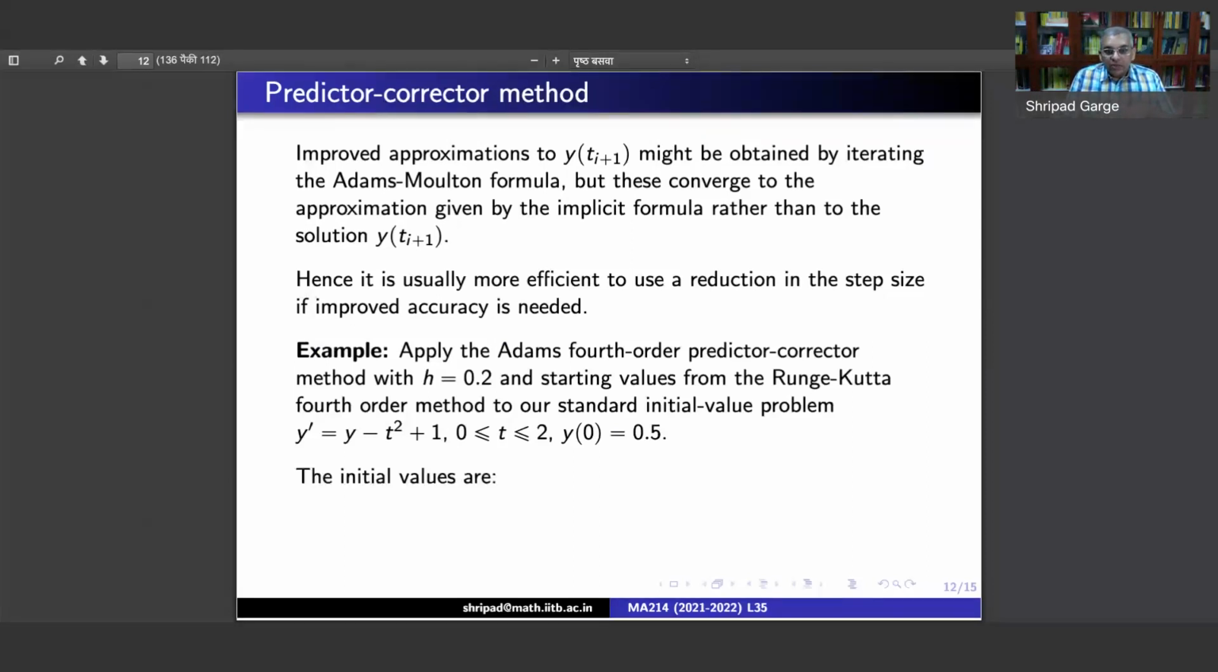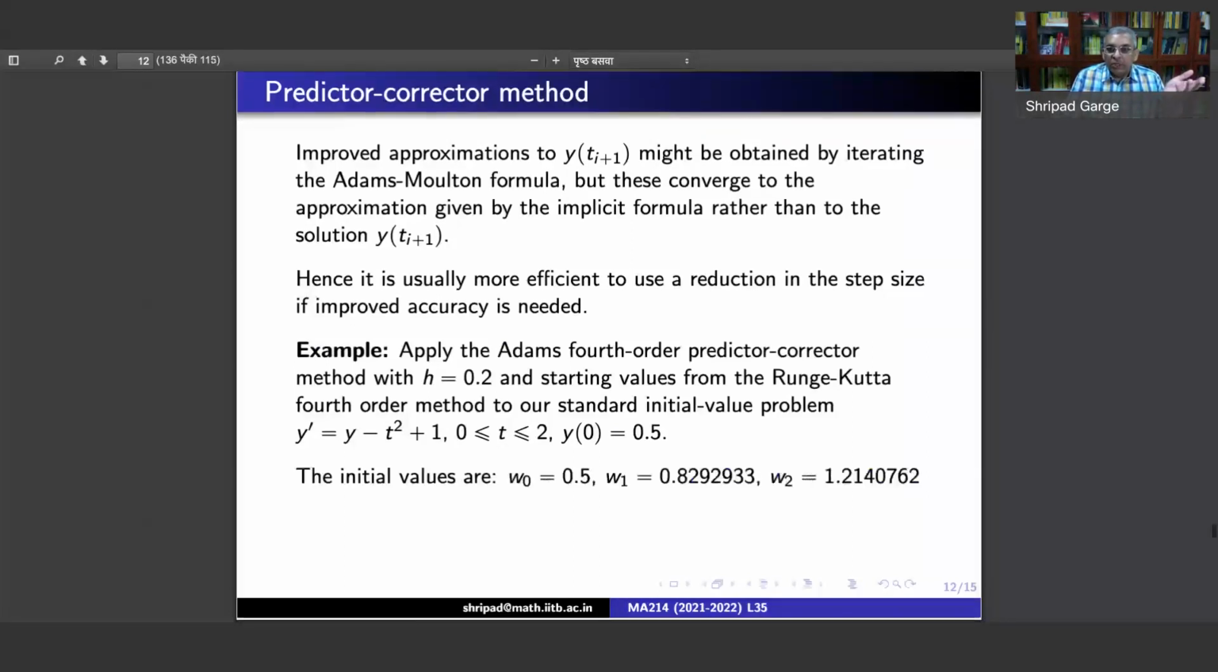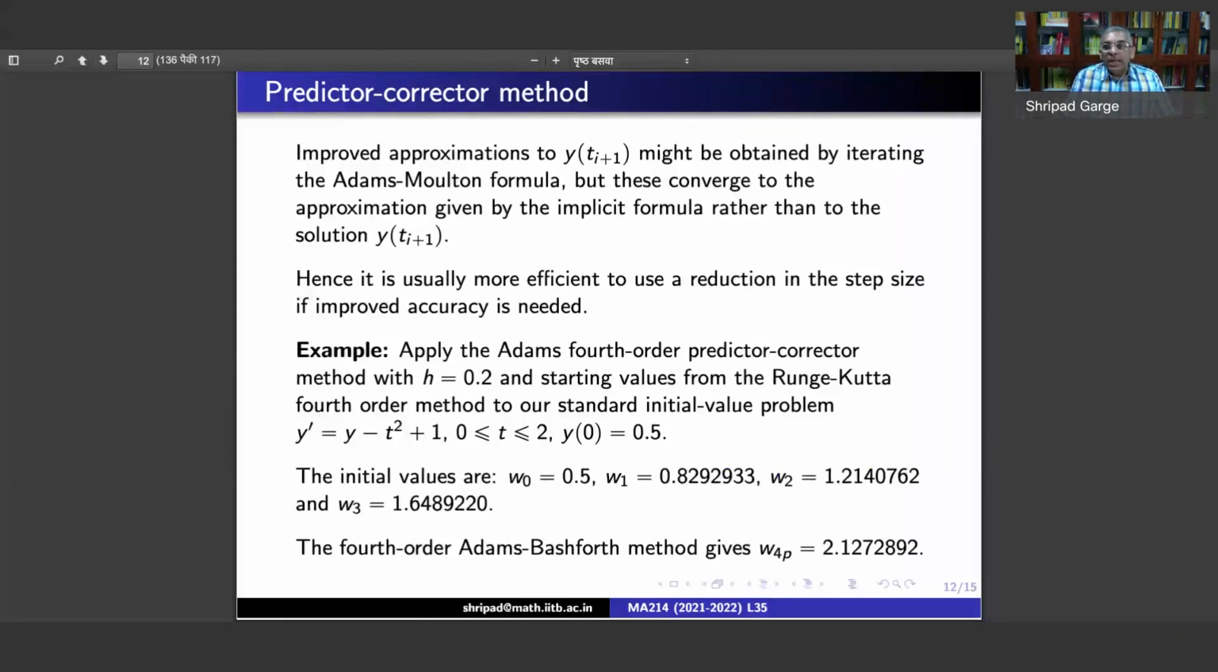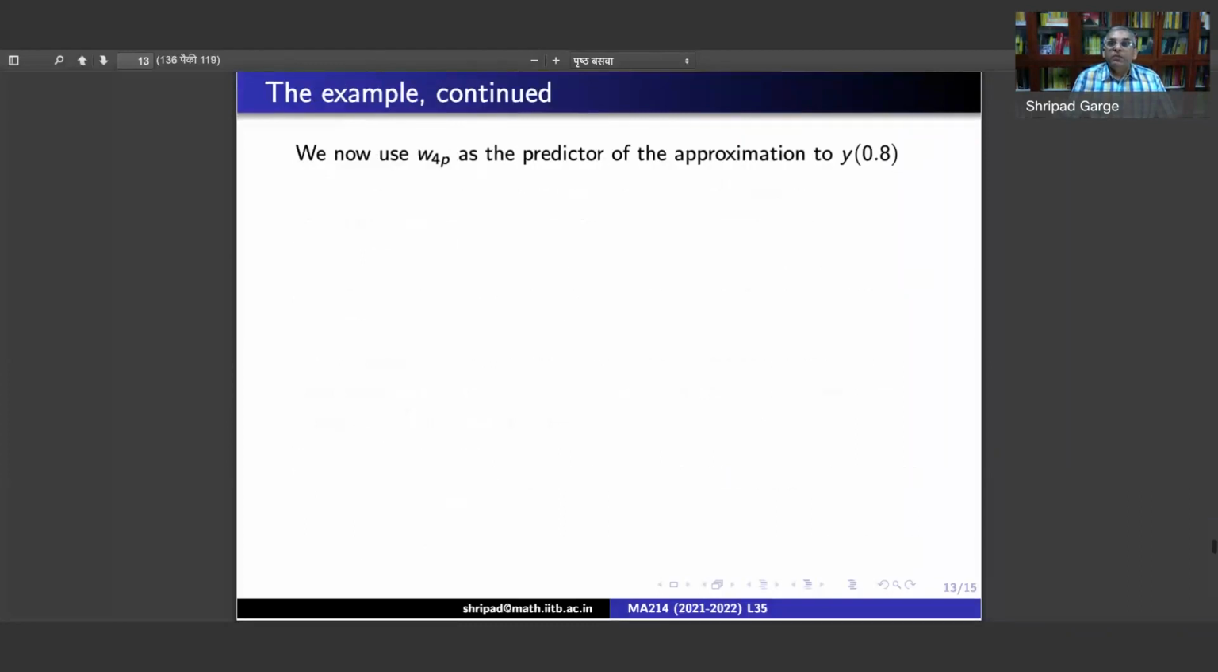And the initial values, which we have already computed, W0, W1, W2 and W3. Now we want to compute the fourth predicted value. That is this, 2.1272892. You know this because we had already computed it a few slides back. Using this value, we now want to get an improved approximation to y at 0.8.